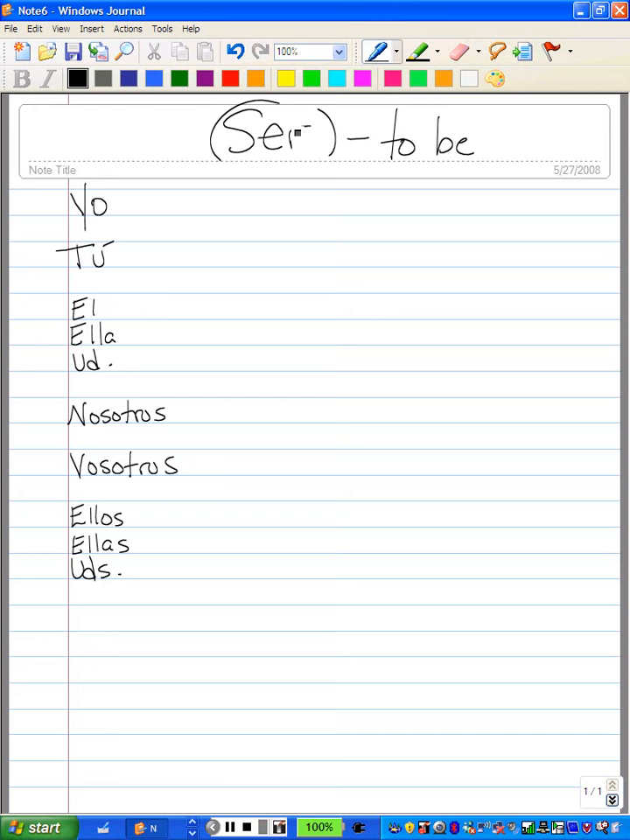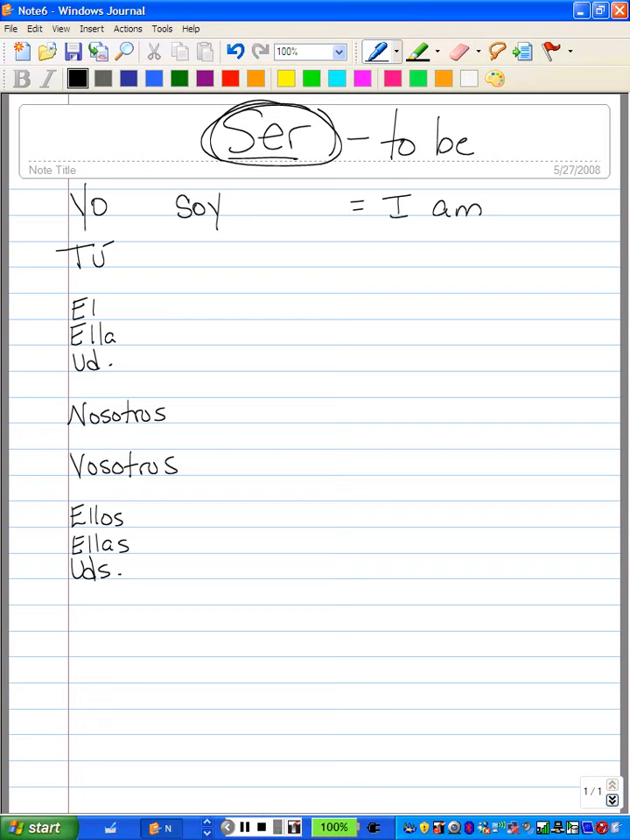Anytime that you want to say I am with this verb ser, you're going to say yo soy. That's I am. So you could create a sentence. You could say yo soy una mujer. I am a woman. You could say yo soy una profesora. I am a teacher. You could say yo soy norteamericana. I'm North American. You can say yo soy de Alabama. I'm from Alabama.